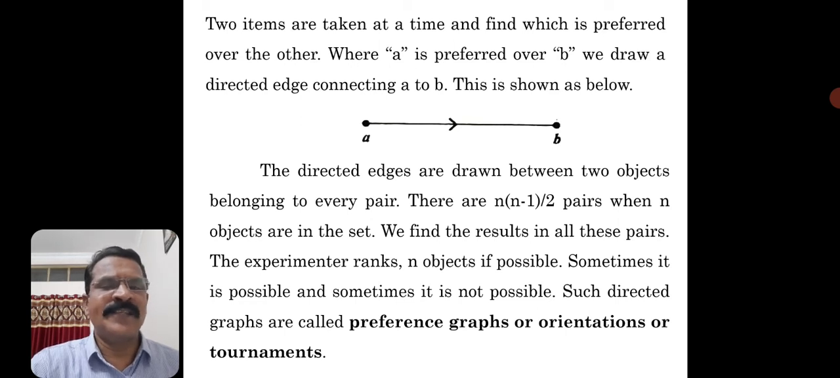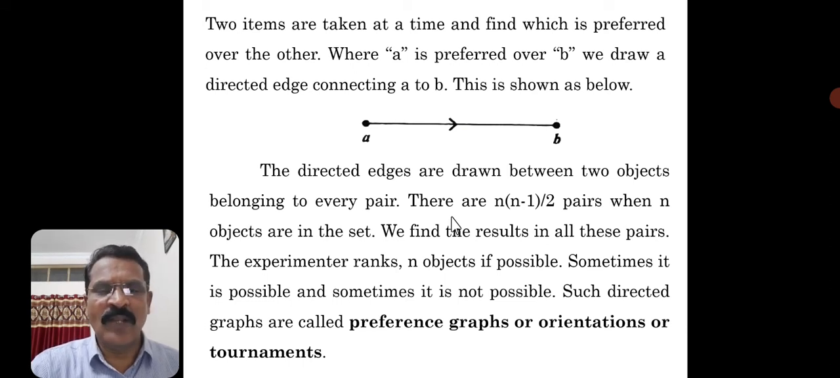So this is shown as below. One arrow mark from A to B. So what you can say, if there is an edge from A towards B, A is preferred over B. So like that, if you consider, the directed edges are shown between two objects belonging to every pair. There are n(n-1)/2, that is nC2 pairs, when n objects are in the set.